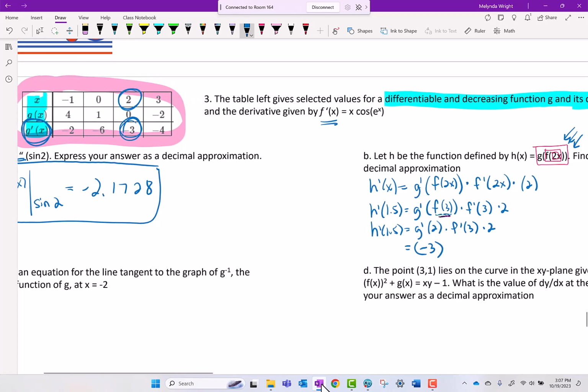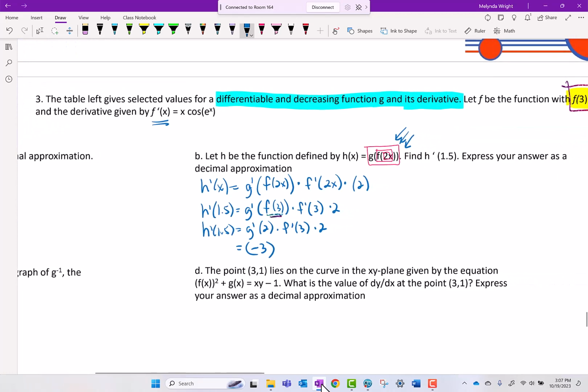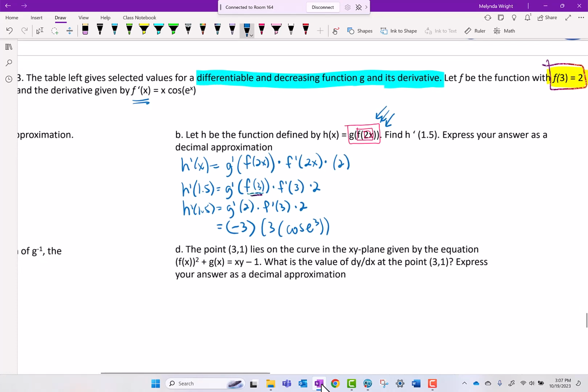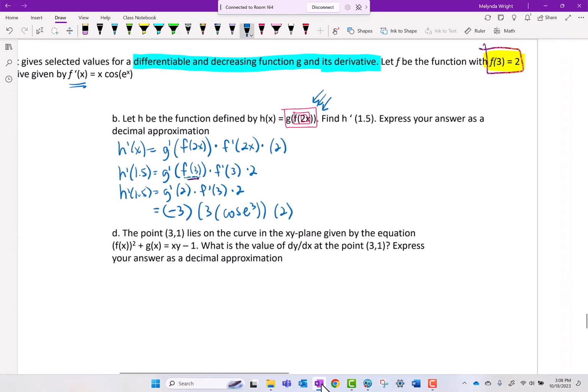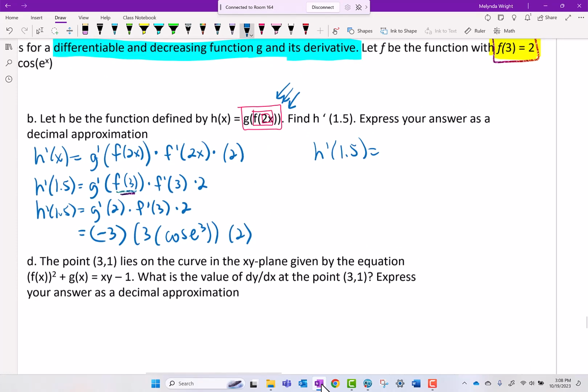Where am I going to get f prime of 3 from? I'm getting it from the equation, right? So it's going to be 3 times cosine of e to the 3. I'm just going to put it like that. I'm not going to worry about my calculator right now. Times 2. In fact, I'm going to just leave my answer like this. So h prime of 1.5 is, let's see, 3 times 3 times 2, 9 times 2, so negative 18 cosine of e cubed. I'm going to leave it like that, and they're fine with that.